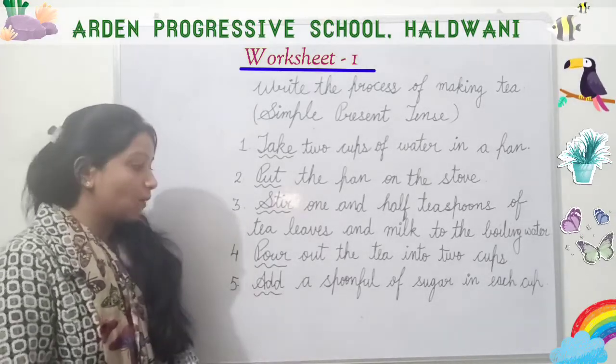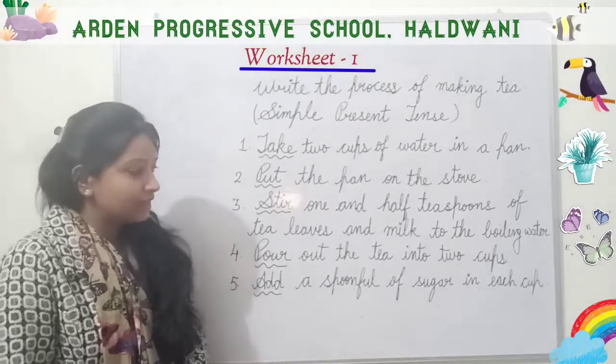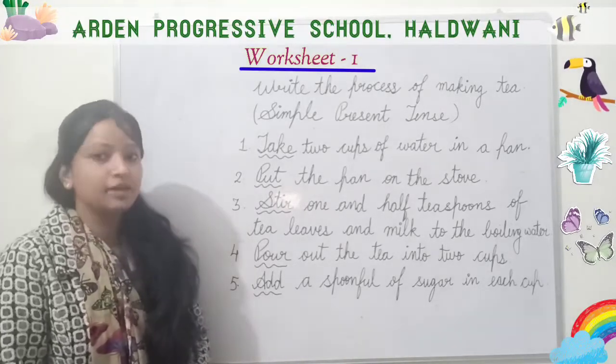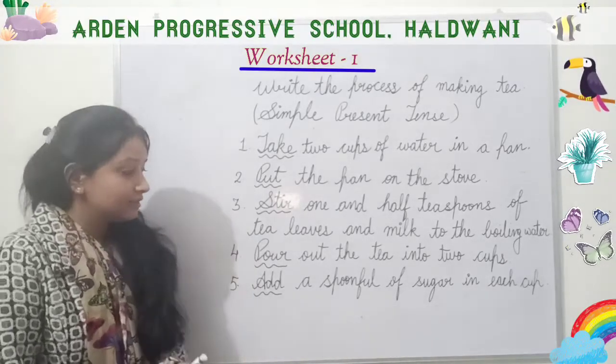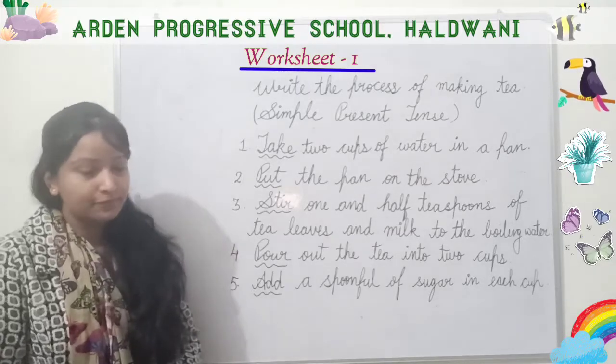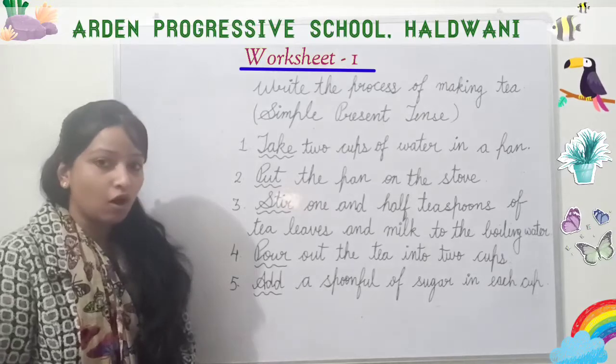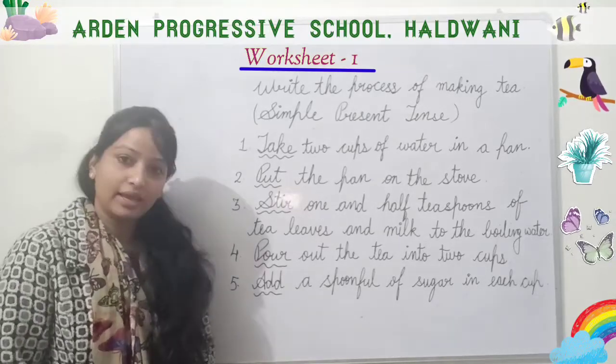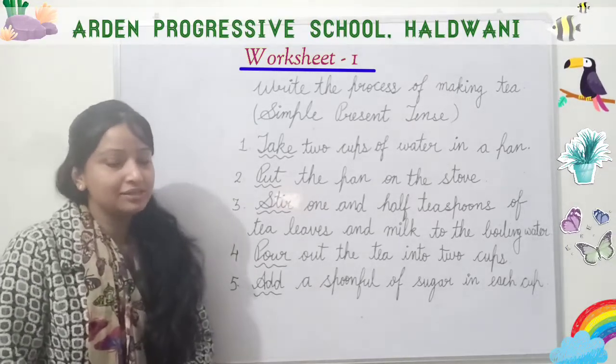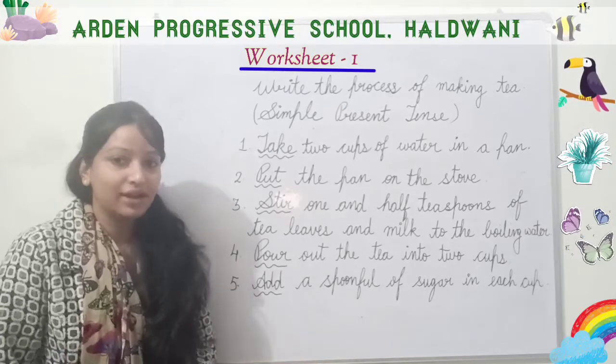Next is pour out the tea into 2 cups. And the last, add a spoonful of sugar in each cup. And your tea is ready.